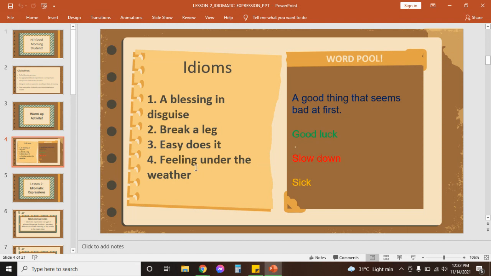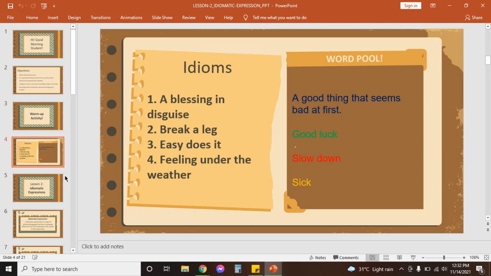Number four, let's have feeling under the weather. What do you think is the answer for this one? It's sick, right? Okay. When we say feeling under the weather, it means you are sick. For example, today I have a final exam, but I'm feeling under the weather. Meaning to say I am somewhat kind of sick. Or you can say Jaya is somewhat not happy today. I think she's feeling a bit under the weather. Do you get my point?